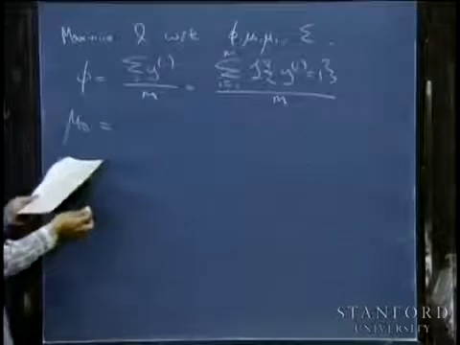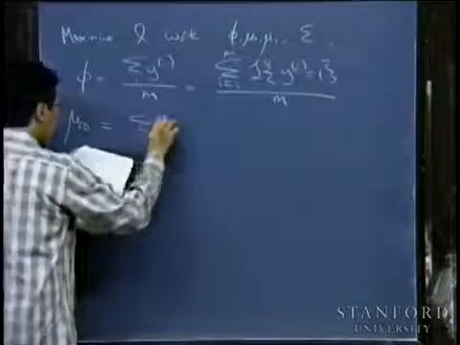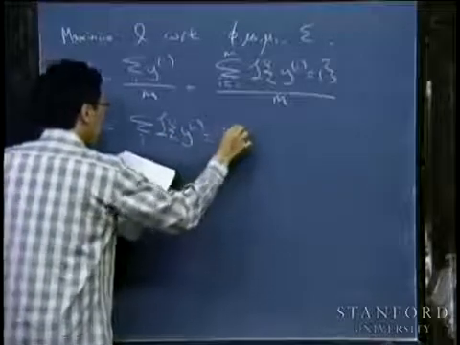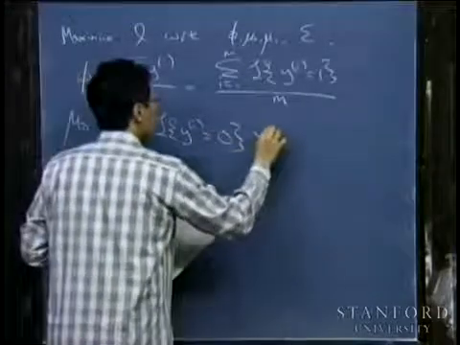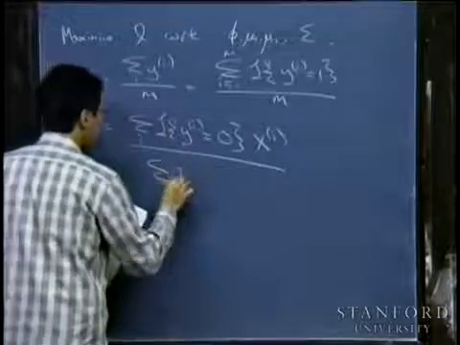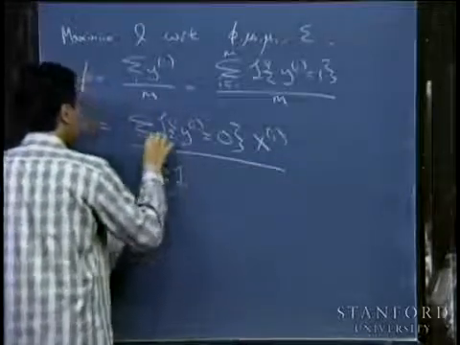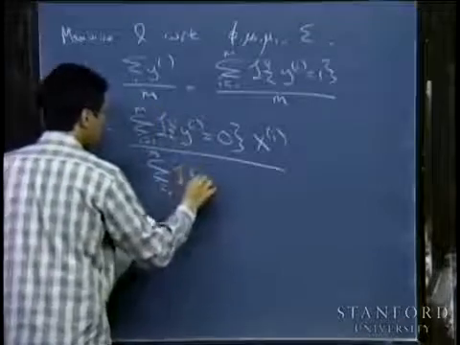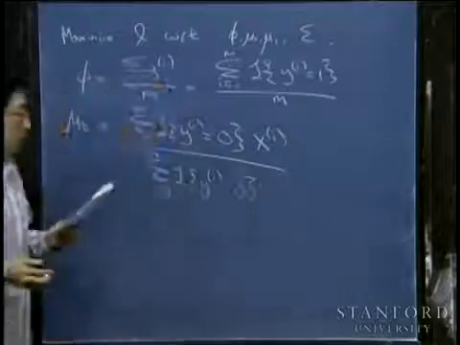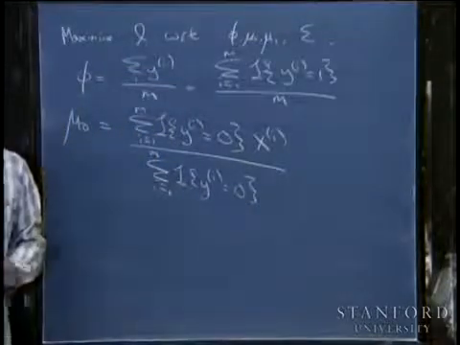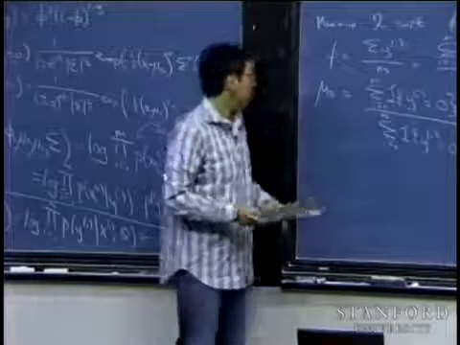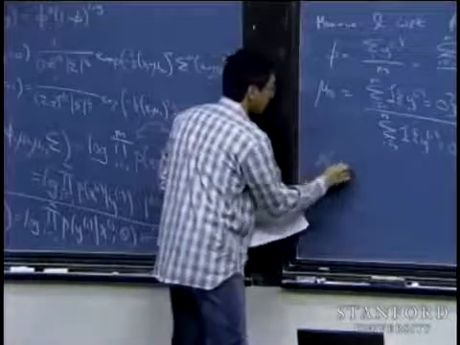Maximum likelihood estimate for mu 0 is this. Okay? You should stare at this for a second and see if it makes sense. Actually, I'll just write out the next one for mu 1. You do that.